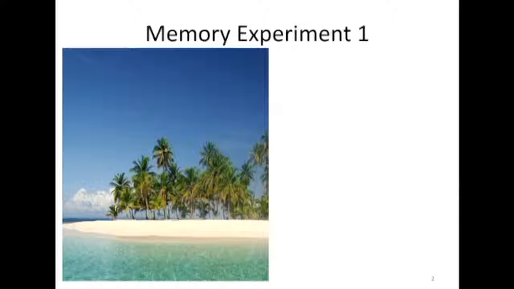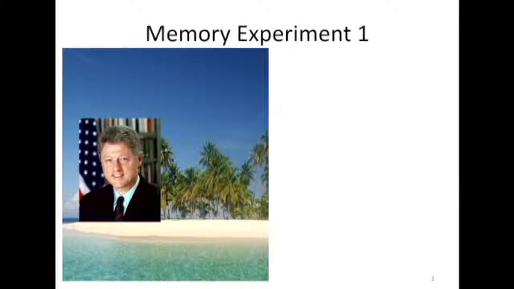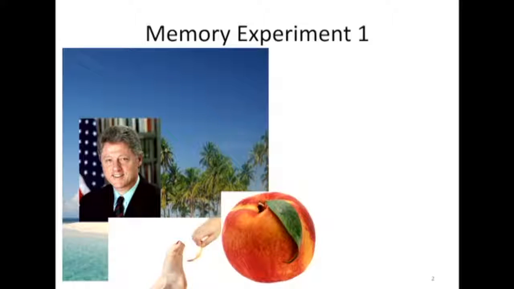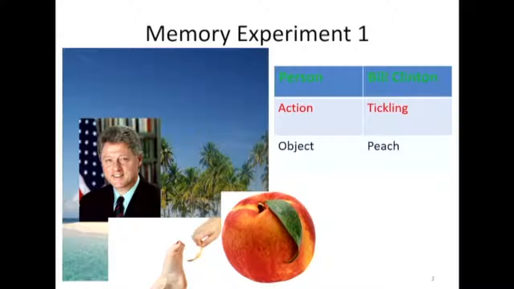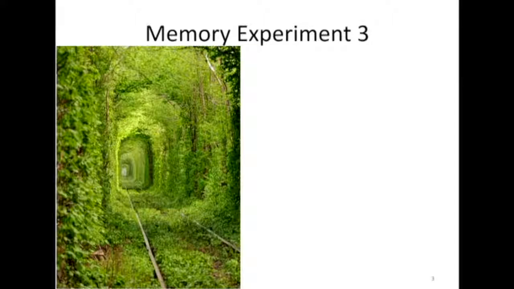To start off this talk, I want to ask you to memorize a few secrets. I want you to imagine that Bill Clinton is standing on this beach here, and I want you to imagine that he is tickling a peach. All right, take a second and really visualize that. Maybe the peach is laughing as Bill Clinton's tickling it. There will be a test at the end of the talk. That's person, action, object. Bill Clinton tickling a peach. Everyone got it?